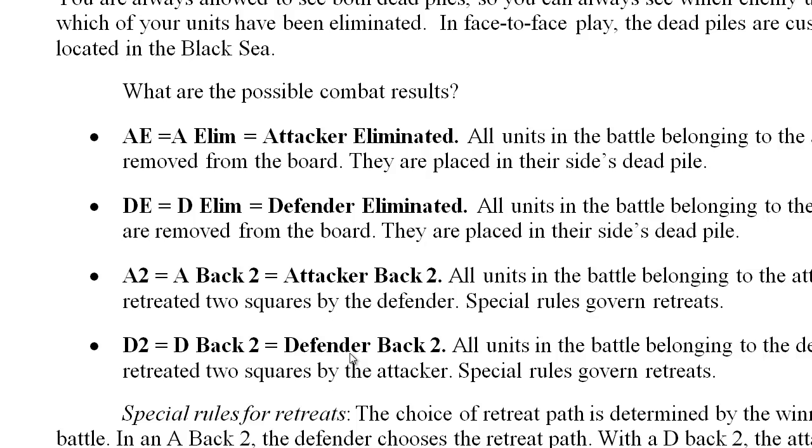Notice that I did not say that the retreats have to be in straight lines. They could be in zigzags. I did not say that the retreats have to be in the backwards direction. The German player's units do not have to be retreated to the west. The Russian player units do not have to be retreated to the east. That decision is made for an A back 2 by the defender and for a D back 2 by the attacker.